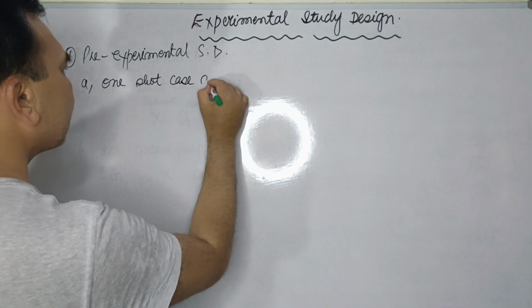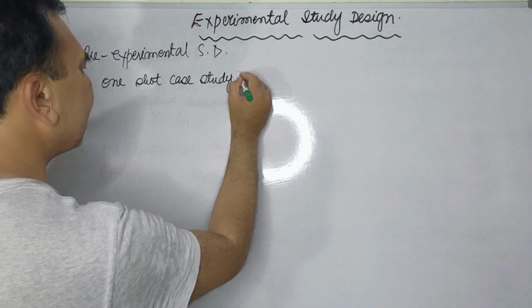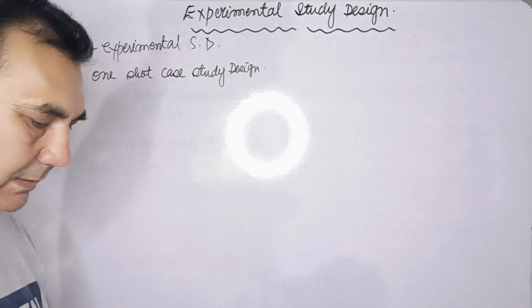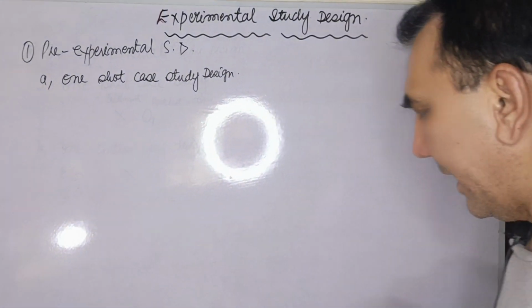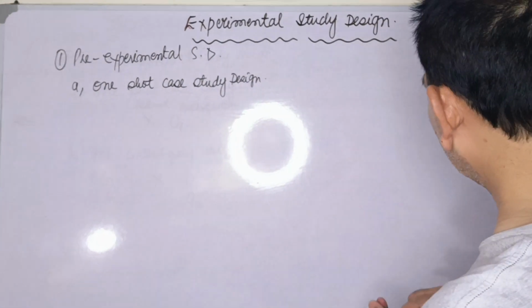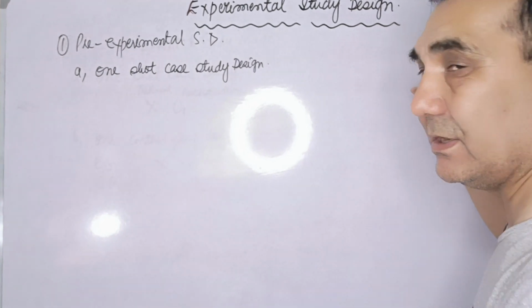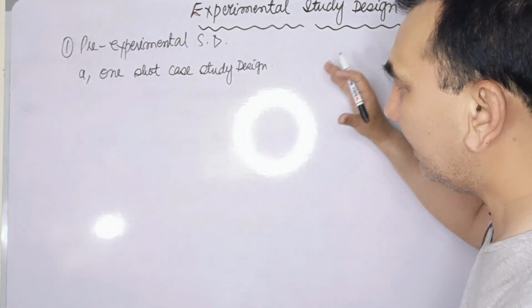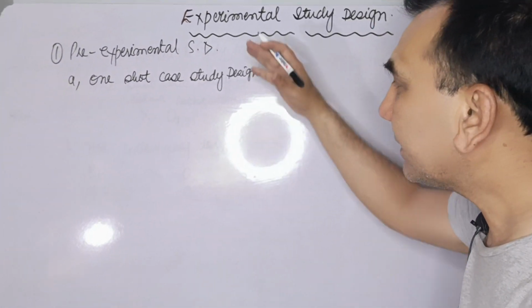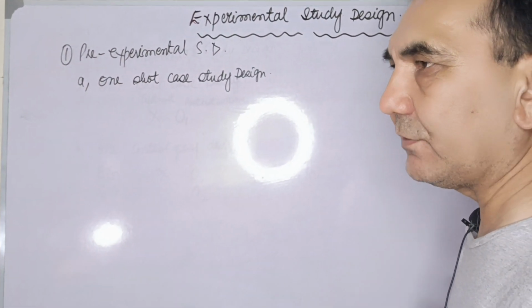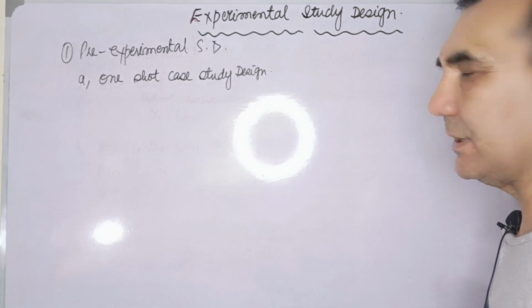So the first type of the pre-experimental study design is called the one-shot case study design. Here I will write some of the keys which we will use in the different types of study design, and it will make it easier for you to understand the concept.